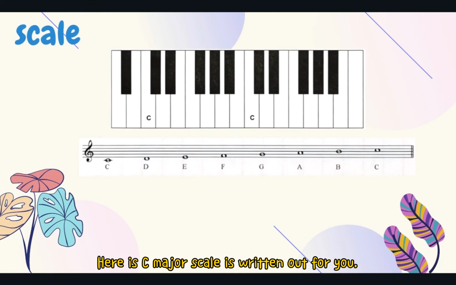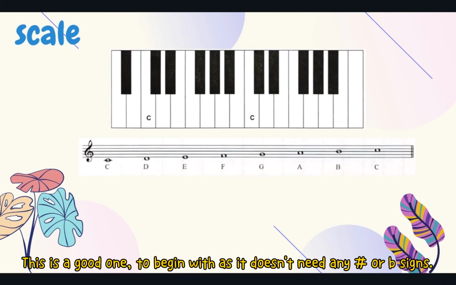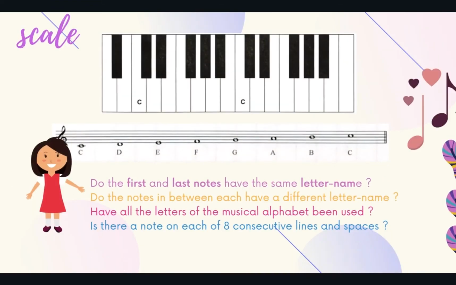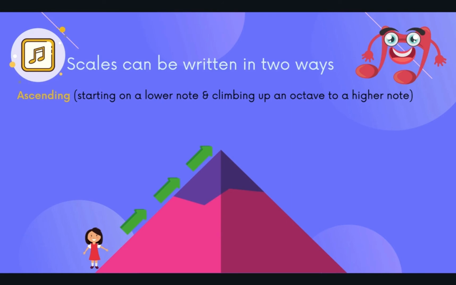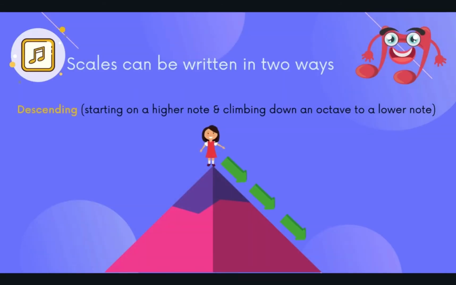Here is the C major scale written out for you. This is a good one to begin with as it doesn't need any sharp or flat signs. Check it out. Does it follow the rules? Scales can be written in two ways, which are ascending or descending. The ascending scale starts on a lower note, climbing up an octave to a higher note. A descending scale starts on a higher note, climbing down an octave to a lower note.